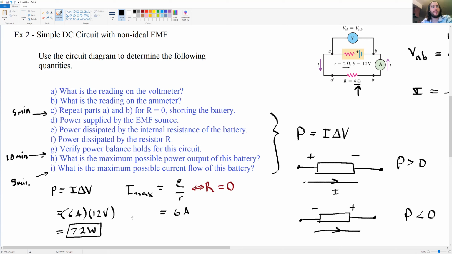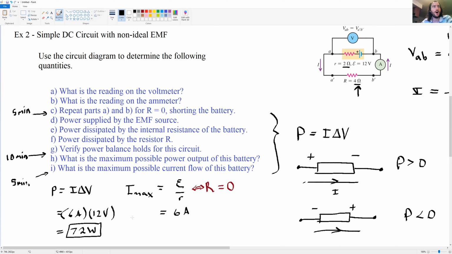But what you would find in practice is that if you were to connect a wire to that battery, then it would never truly supply this maximum amount of power. So this is really an upper bound that is never actually obtained.